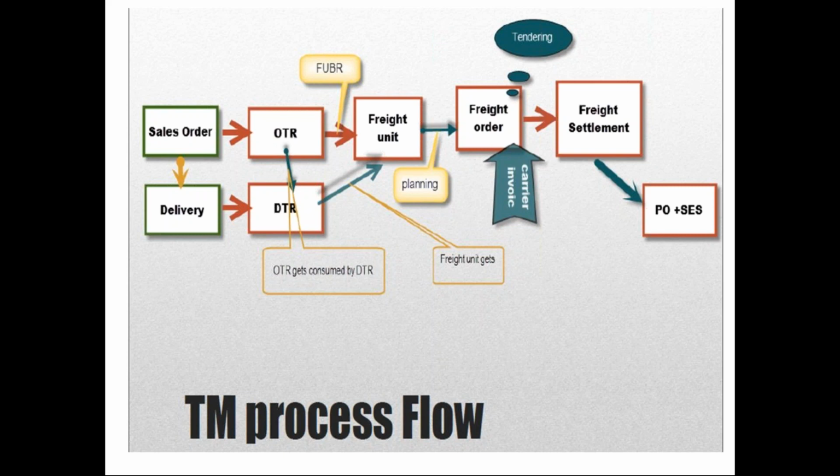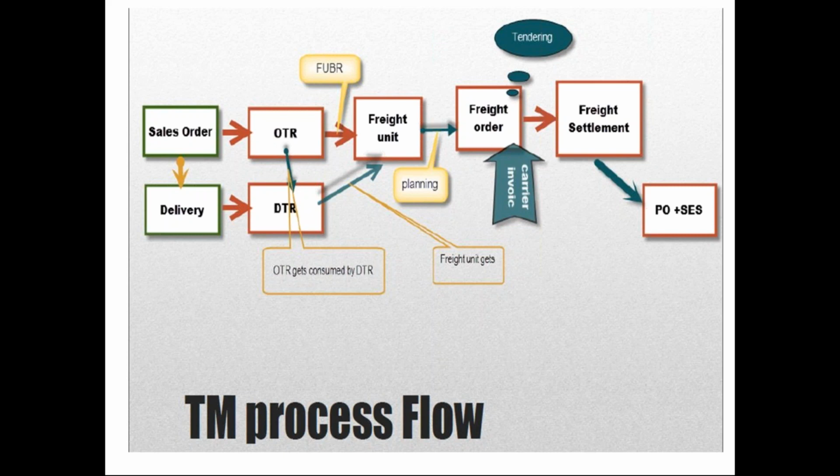Normally, what is the definition of the freight unit as per SAP TMS? It's the smallest unit of measure, the smallest quantity of material, which is common across the transportation chain. From the source to destination it will not vary. So that is a freight unit, and the freight unit will be taken into planning, and then the freight order will be created.